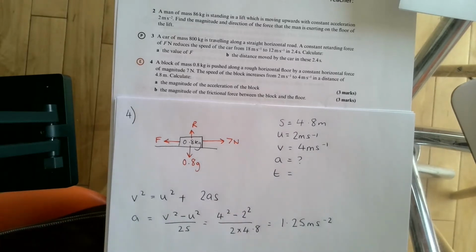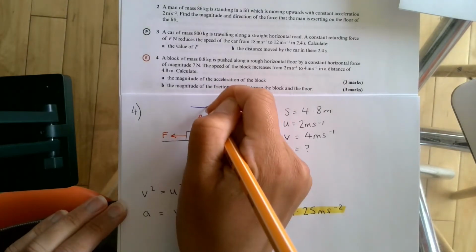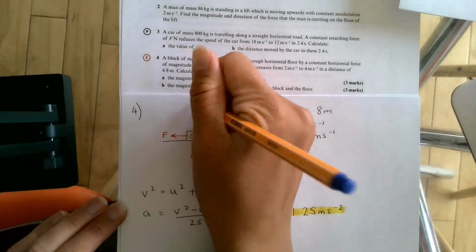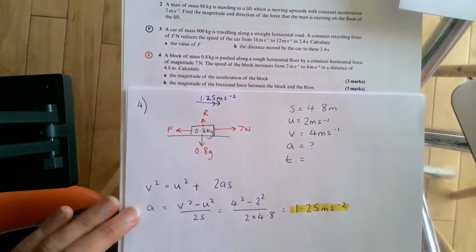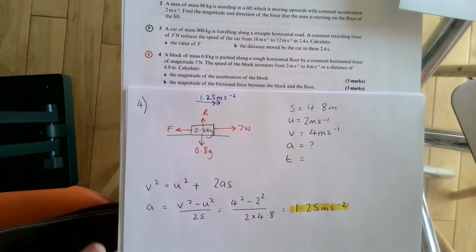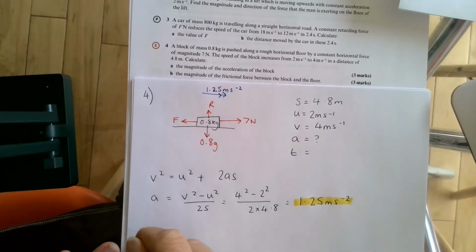And I'm going to label that onto that diagram that I drew up here. It'll be accelerating with 1.25, is that what I said? Yeah, meters per second squared. Then the second part of the question, part B, is asking us to find the frictional force, so finding what F is going to be equal to.